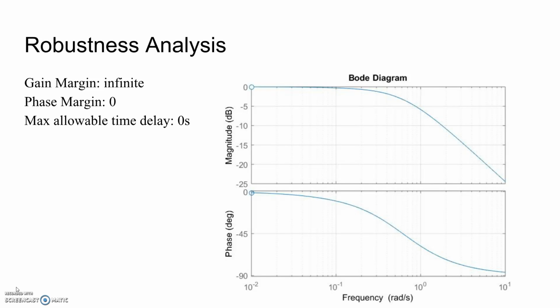For the robustness analysis, we decided to look at the maximum time delay allowed in our system. When analyzing the Bode plot, our phase margin was found to be 0 at a frequency of 0 radians per second. This means the maximum time delay allowed in our system is 0 seconds.